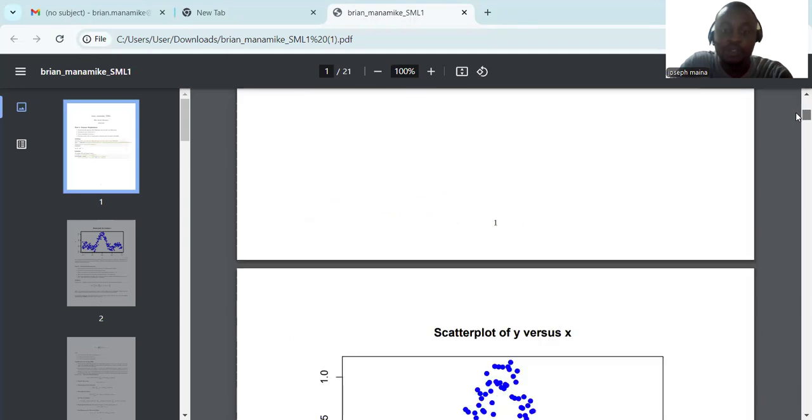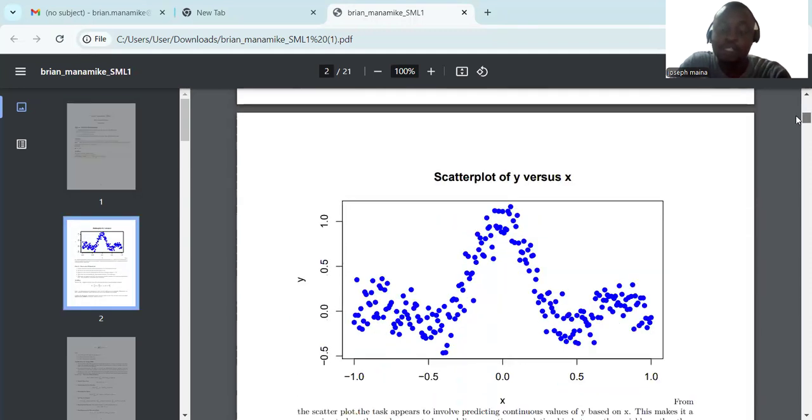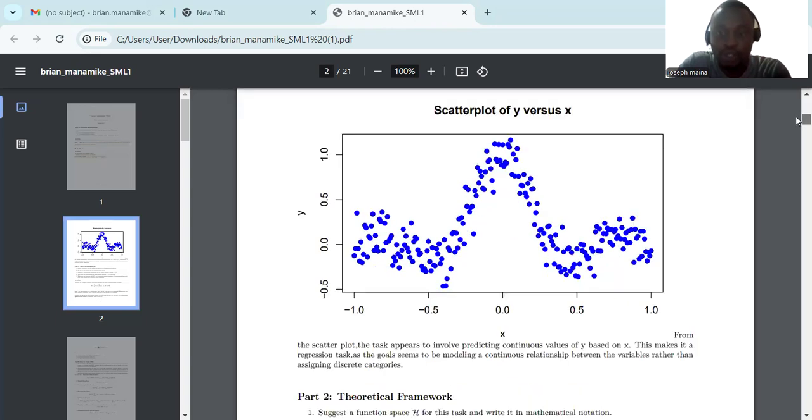And then I had to plot a scatter plot to see how the data is distributed. From the distribution, I saw that this was continuous data, which showed that Y depends on X. And hence I concluded that this was a regression problem.